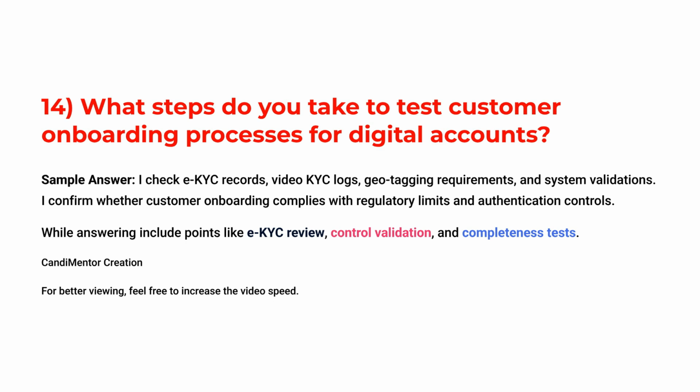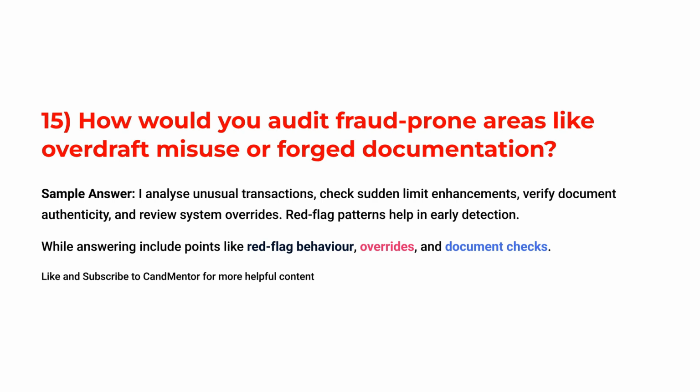Sample answer. How would you audit fraud-prone areas like overdraft misuse or forged documentation? Sample answer. I analyze unusual transactions, check sudden limit enhancements, verify document authenticity, and review system overrides. Red flag patterns help in early detection. While answering, include points like red flag behavior, overrides, and document checks.